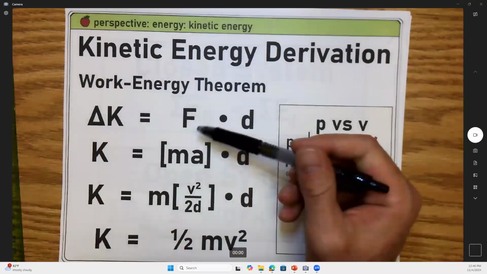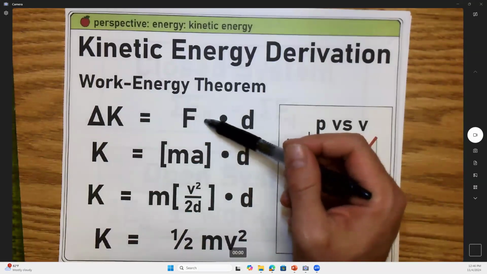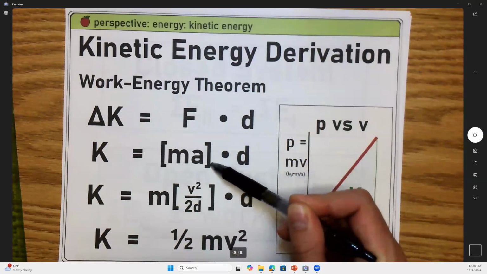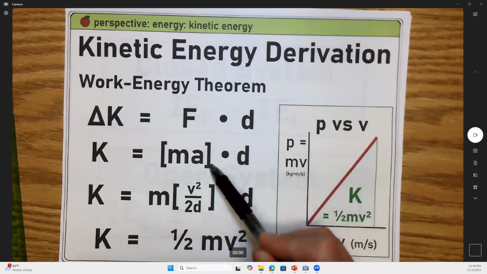Do you guys remember what Newton's second law of motion says? It's a really short formula: F equals ma. I substituted that right there. You see F equals ma?